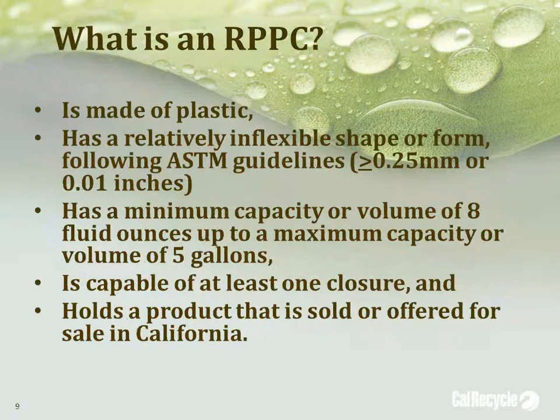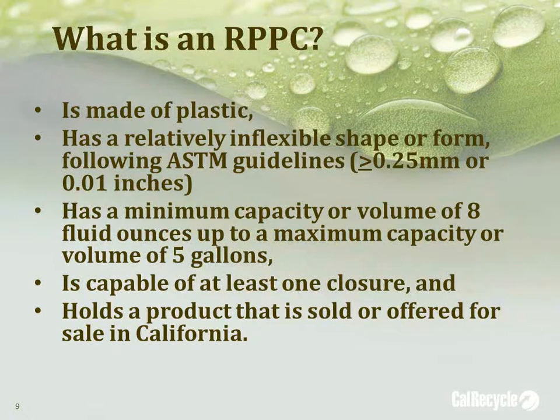So, what is an RPPC? As defined by CalRecycle statutes and regulations, in order for a container to be considered a regulated RPPC, it must meet all of the following conditions. An RPPC must be made of plastic, except for incidental portions of the packaging, such as handles, caps, lids, hinges, or additives, like pigments or stabilizers for the plastic. An RPPC must have a relatively inflexible shape or form.